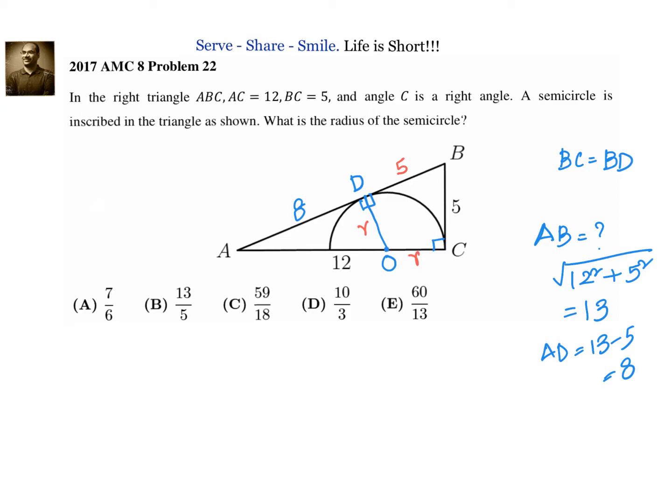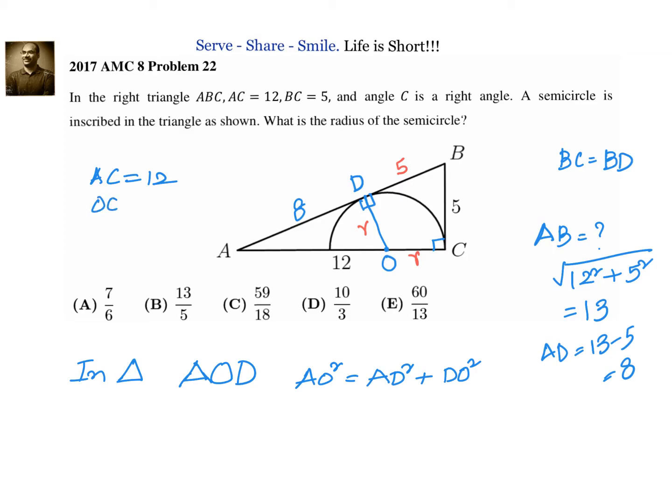We can write down in triangle AOD, apply Pythagoras theorem. We have AO square equals AD square plus DO square. What is AO? We know AC is 12 and we know OC is R, which gives us AO equals 12 minus R.